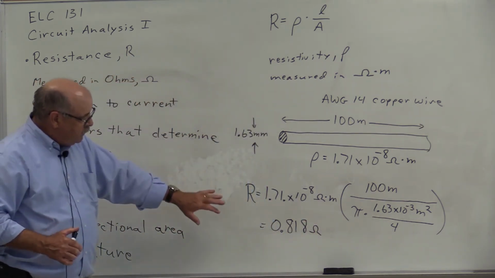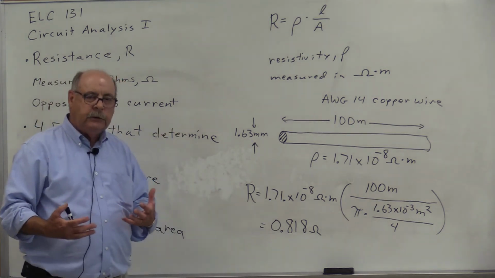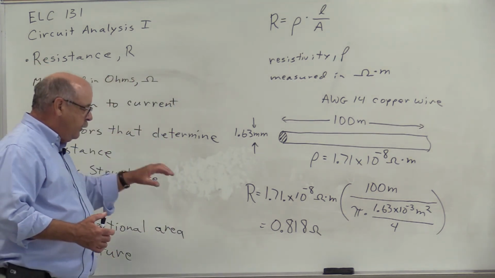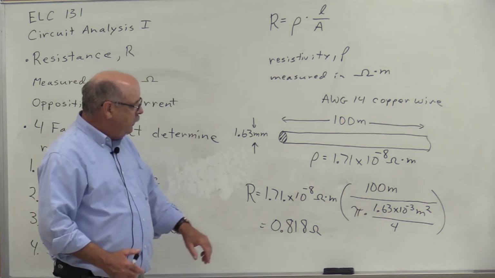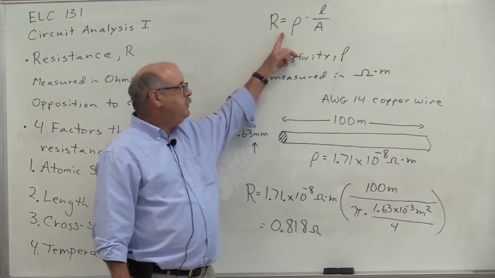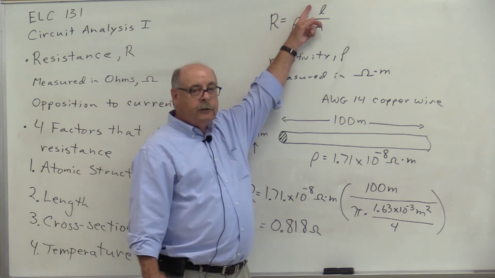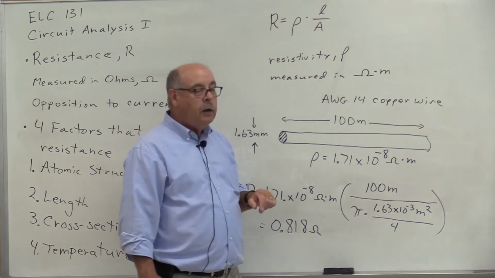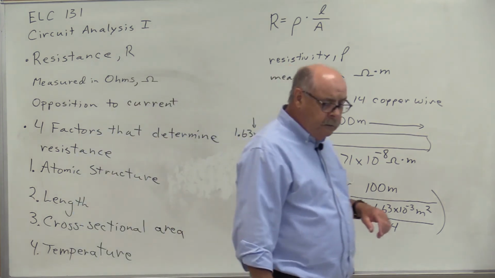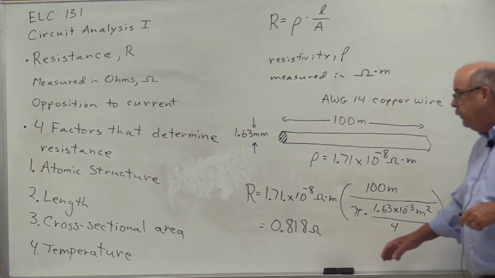So this is somewhat significant in that most people think of a conductor as having no resistance. However, conductors, as everything, have some resistance. The resistance is determined by 3 factors: the resistivity or atomic structure of the material, the length of the material, and the cross-sectional area. Now, the fourth factor that we need to discuss with regard to resistance is temperature.